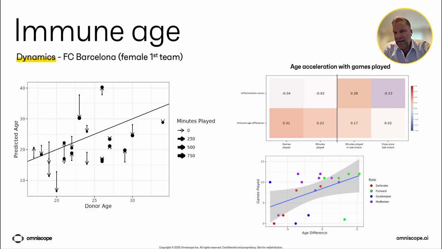happening over the course of the season. At a very high level, this variability correlated with the number of games played. So players that played more matches, more games, showed an increased immune age over the course of the season.